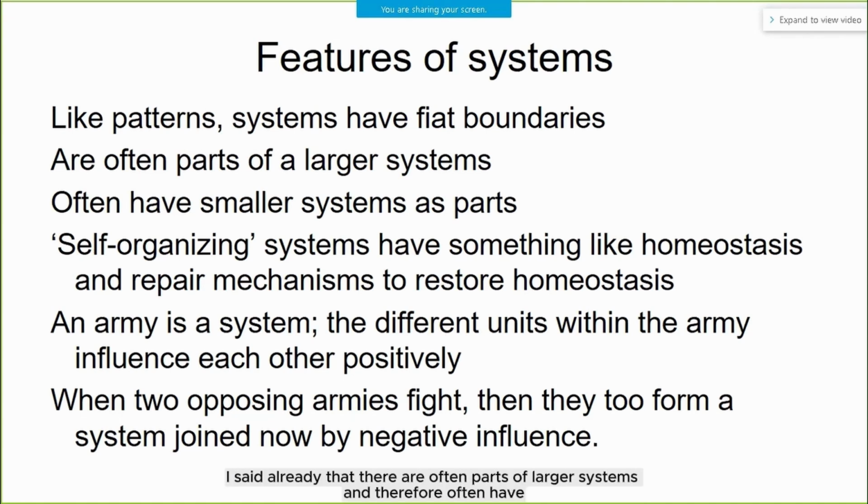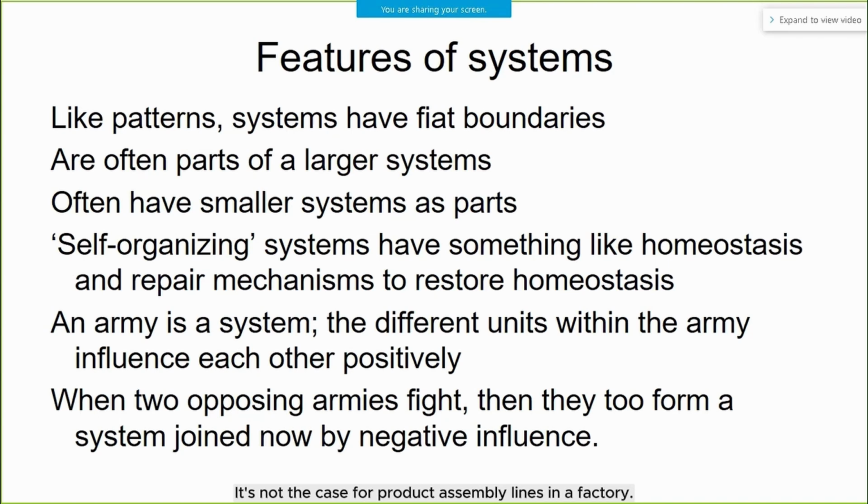I said already that systems are often parts of larger systems and therefore often have smaller systems as parts. Some systems have a self-organizational property, but not all. What that means is that they have within themselves their own repair mechanisms. I guess this must be the case for the Mars lander, that it can repair itself to some degree. It's certainly the case for human beings and for other organisms. It's not the case for product assembly lines in a factory.